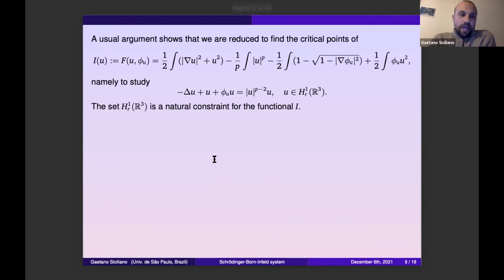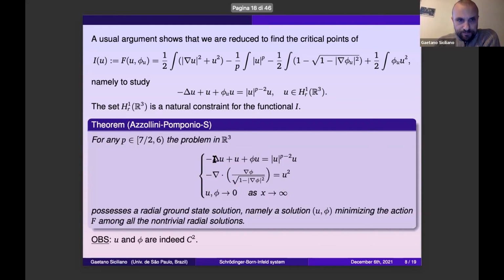Okay, you can define a functional I, which is f of u and phi of u. Now the expression of I is the following one. And the critical points of I are related to the solutions of this equation in H1 radial, which is a good case for us. However, this is a natural constant, so we are not losing too much working in H1 radial.